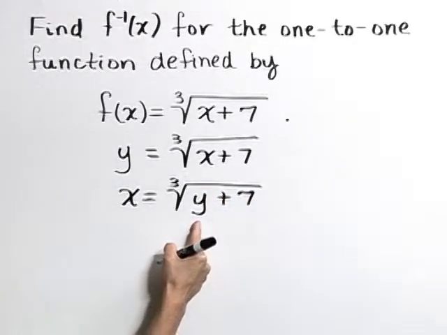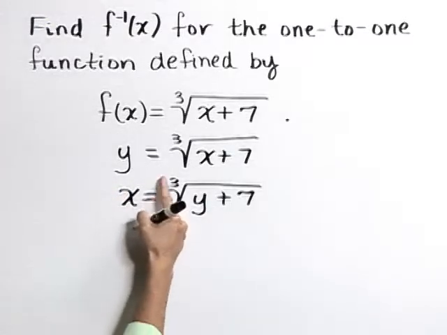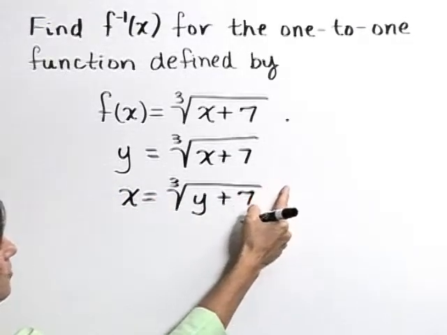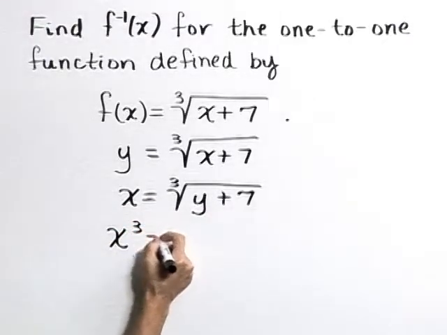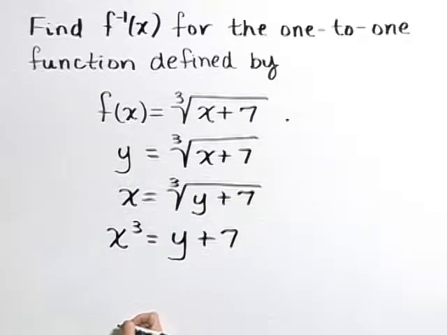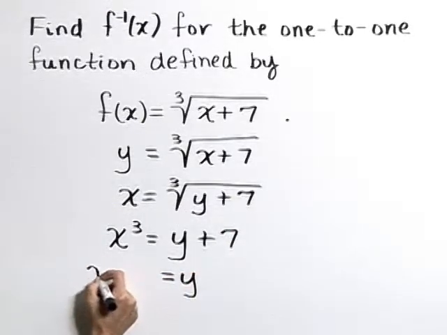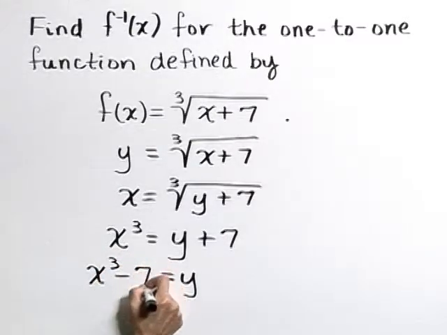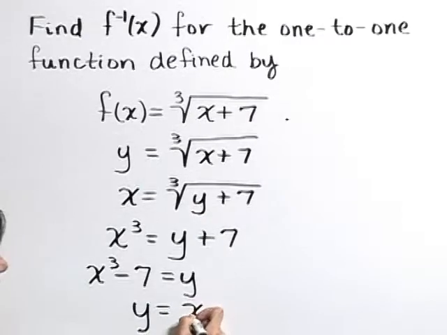Next, let's solve for y. We can cancel out this cubed root by cubing both sides, that is, raising both sides to the third power. That gives x to the third is equal to y plus 7, or y is equal to x to the third minus 7. And I like to write that y on the left-hand side.